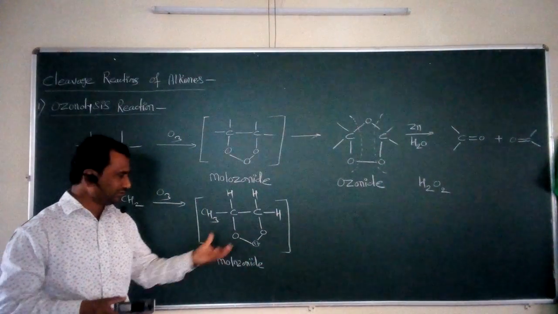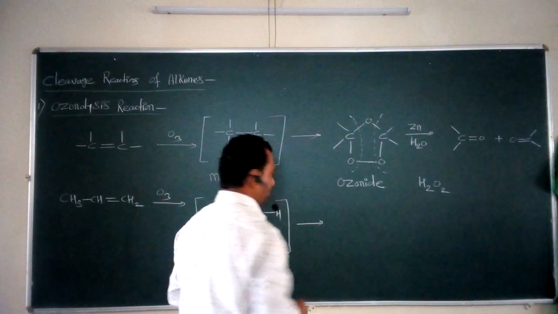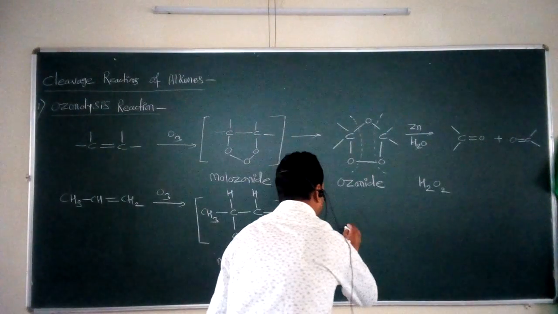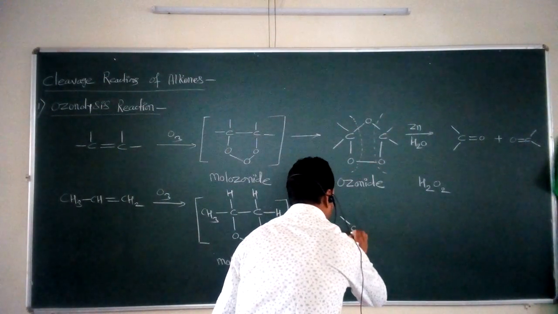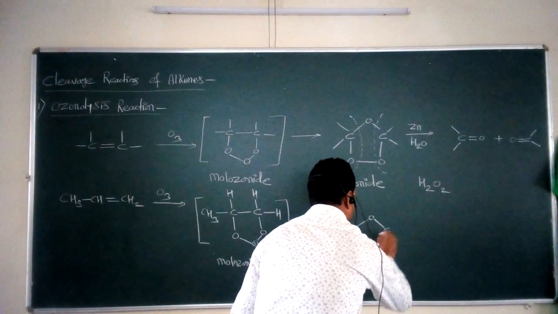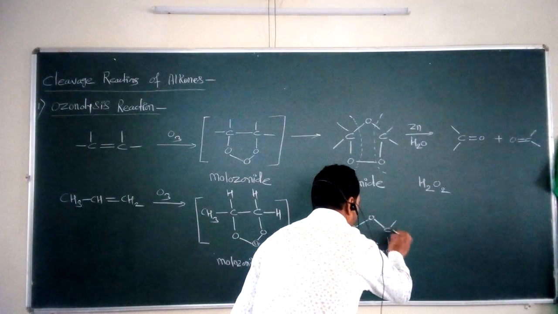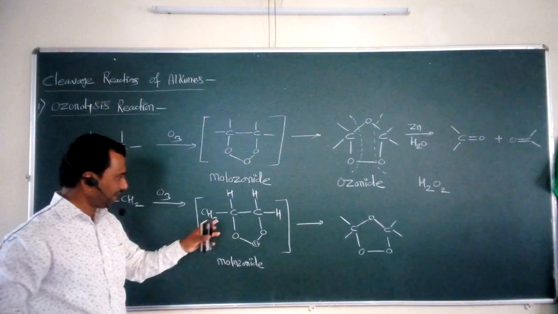We know that this molozonide is highly unstable. So again it gets converted into the stable species that is called the ozonide. So what type of ozonide is obtained? This is C, single bond O, this is a carbon, single bond oxygen to the first olefinic carbon.